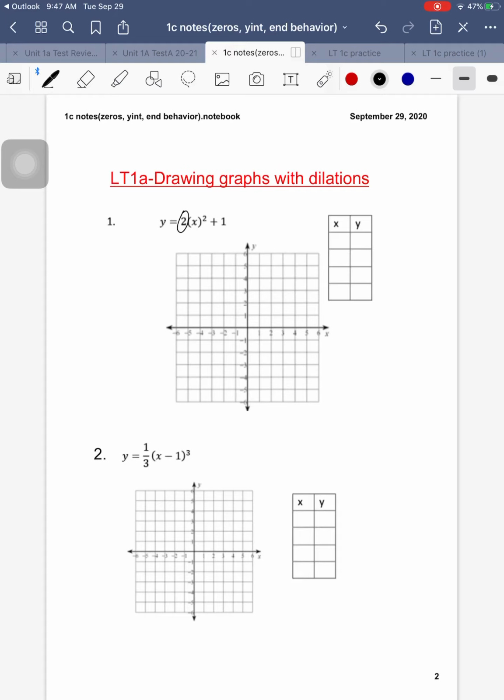So these are primarily 1C nodes, but we're going to touch a little bit on 1A graphing with dilations. So we have stretches and compressions. It's all about dilation. It's all about when there's a number being multiplied by the parent function. When that happens, there's either a stretch or a compression.